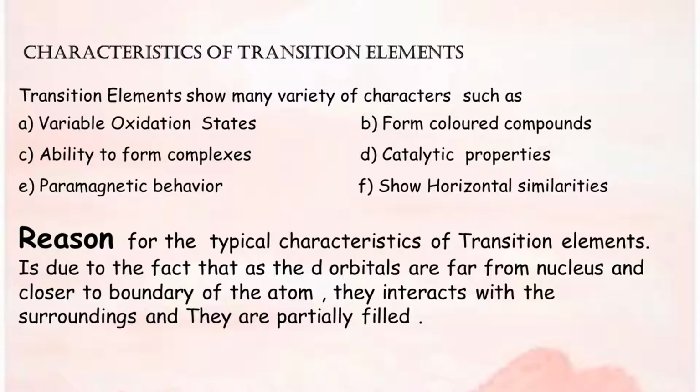Now, what is the reason for that? What is the reason for the typical characteristics of transition elements? If you look into the shape of d orbitals, which is a double dumbbell shape, we can observe that the d orbitals are far from the nucleus and closer to the boundary of the atom.